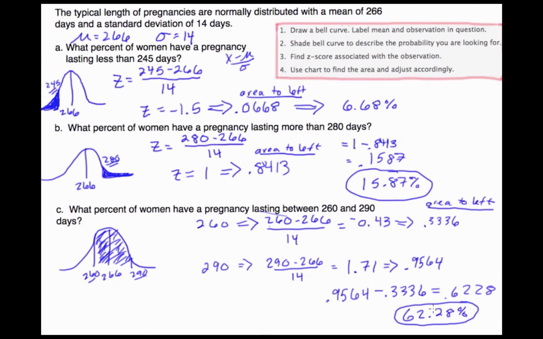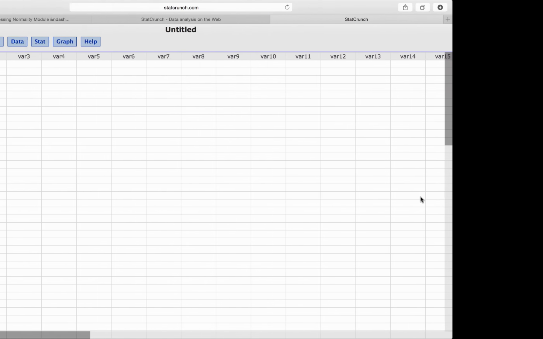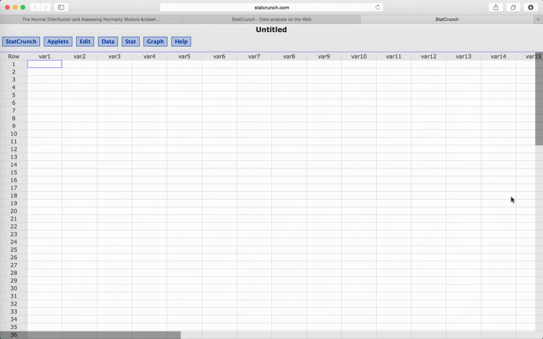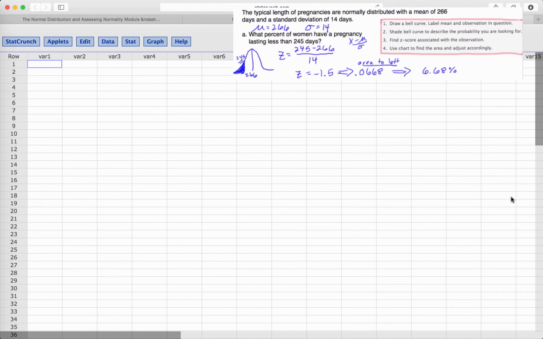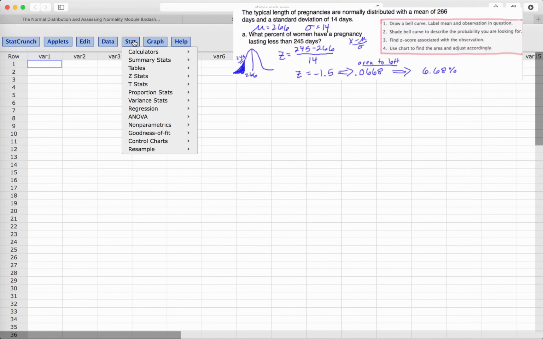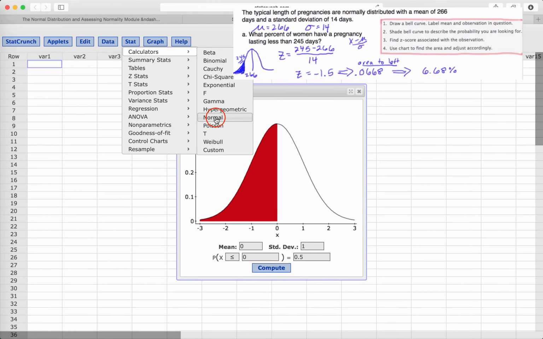So I'm going to, for right now, put away this screen. I will bring up StatCrunch, and what we want to be able to do is to answer the first question, where we were told that the mean was 266, the standard deviation was 14, and we were looking for the probability or percentage associated with a pregnancy lasting less than 245 days. To do this, I will go under Stat, I will go under Calculators, and then I will go under Normal.